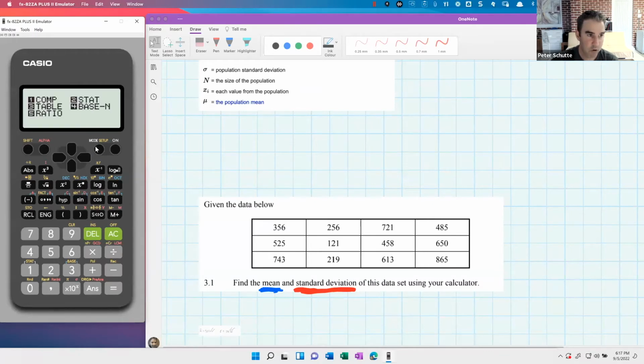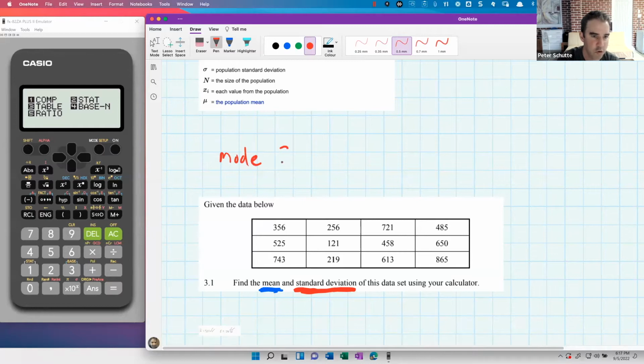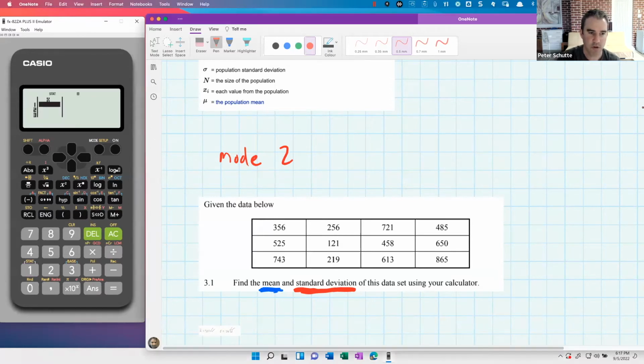We click mode. That was step 1. Mode, and then we hit 2 for stat mode. So mode and then 2. And then we hit 1 for var, which is related to the variance. And you should then get a place where you can put your data into the calculator. So that's what I want you to do now. I want you to take your calculator and start putting the data in.